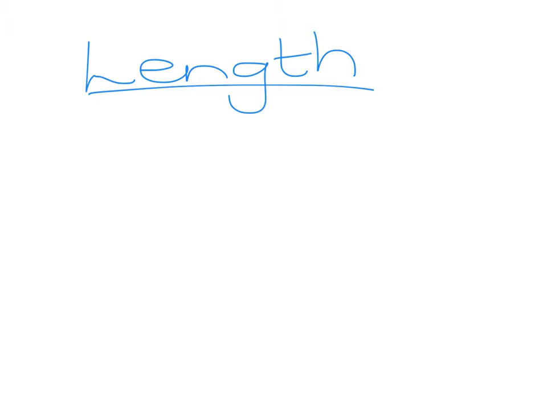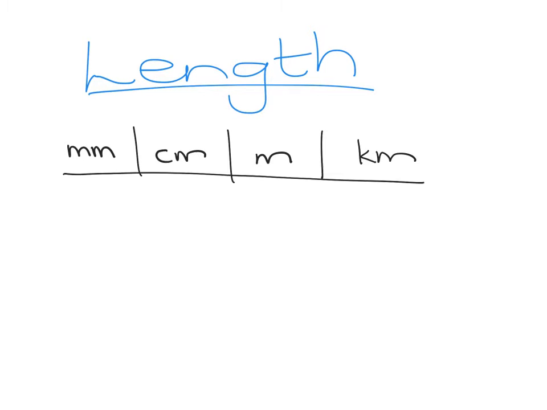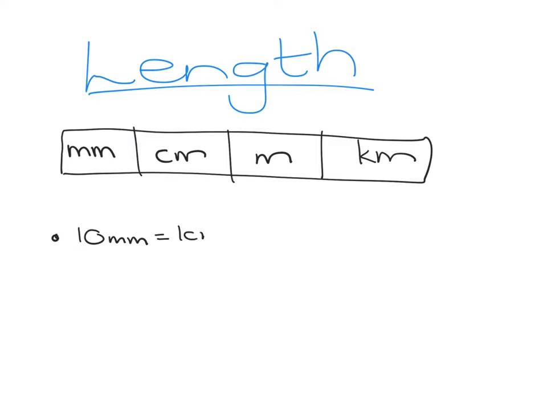Let's recap the skills you need when working out word sums about length. Firstly, you need to know how many millimeters in a centimeter, how many centimeters in a meter, and how many meters in a kilometer. And that we can actually draw a little table for. And then we can say the 10 millimeters make a centimeter, 100 centimeters make a meter, and 1,000 meters make a kilometer.